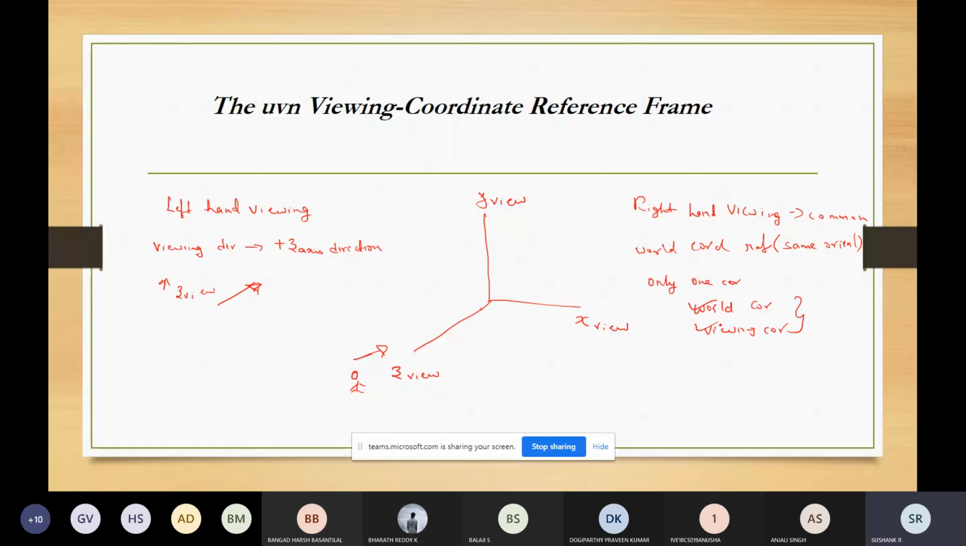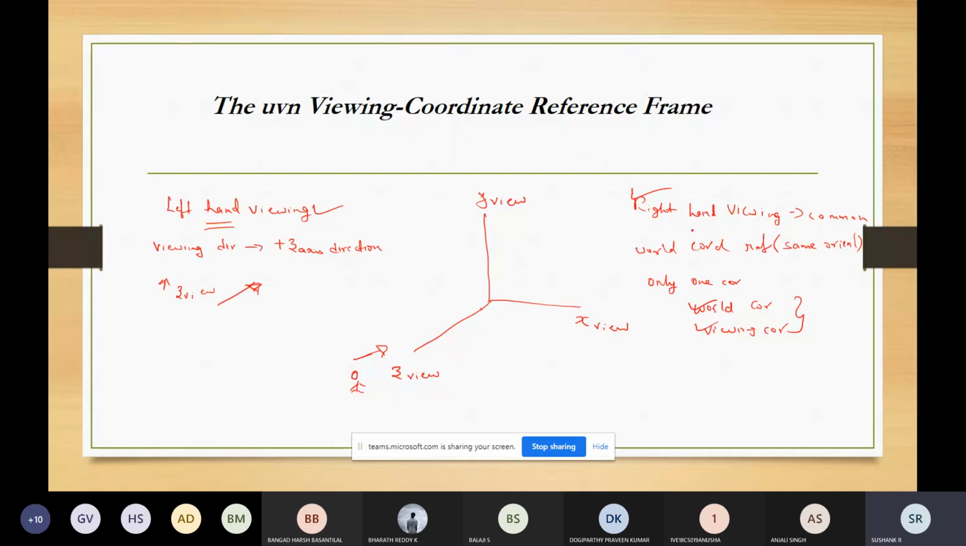Initially they started with the left-hand viewing system, but after the initial development, this right-hand viewing coordinate system became the standard. In most graphical applications these are the standards, so we will be using the right-hand viewing system.